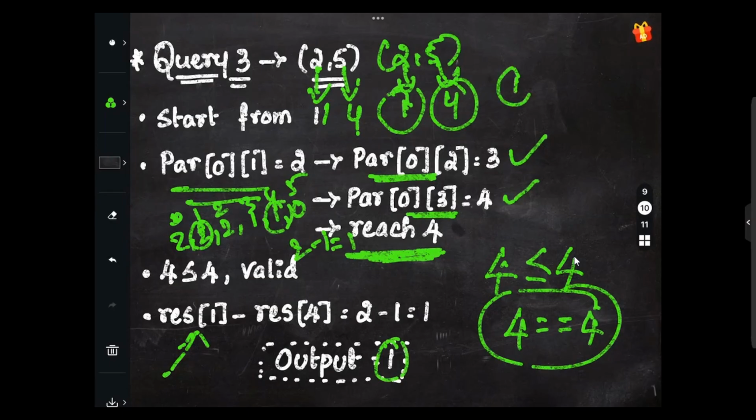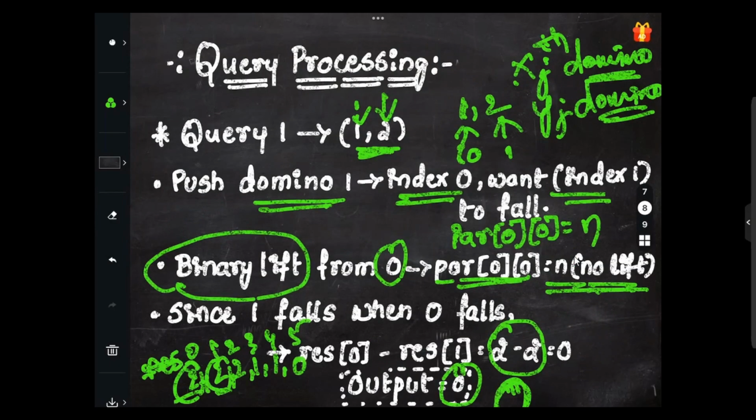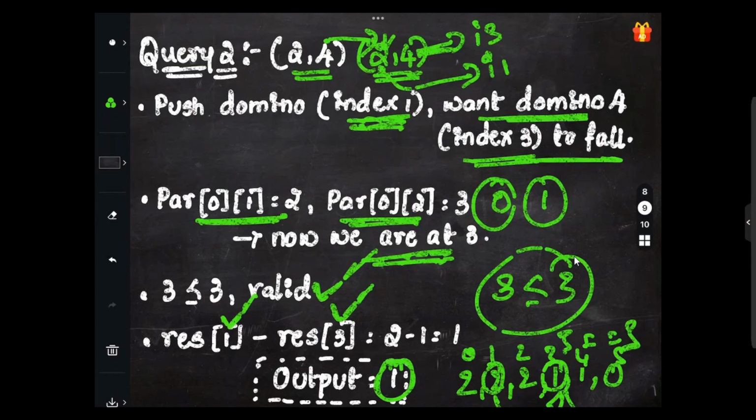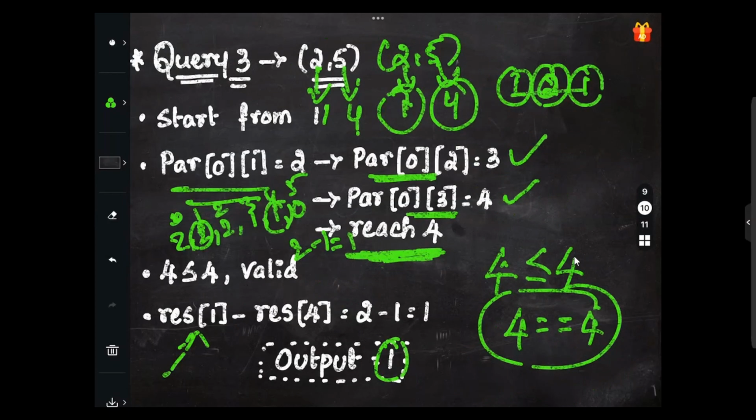Now for query 1 we got 1, for query 2 we got 0, for query 3 we got 1. Sorry, did I get confused here? Yeah, for query 1 we got 0, for query 2 we got 1, and for query 3, just now, we got 1.